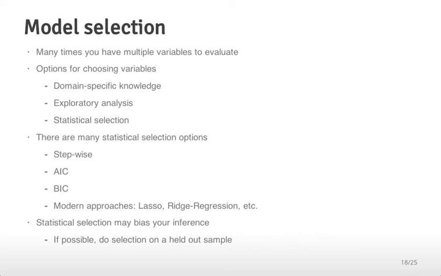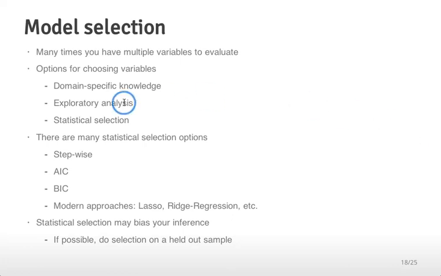The last thing I'm going to talk about in this section is model selection. In many cases, you have more variables than you want to be able to include in your model, so you have to do some sort of filtering. There are a couple of different ways that you can do that filtering. The best way is to have domain-specific knowledge. If you know something about which variables should be included in the model based on your previous experience, and you know which variables can definitely be excluded, you should use that as much as possible.